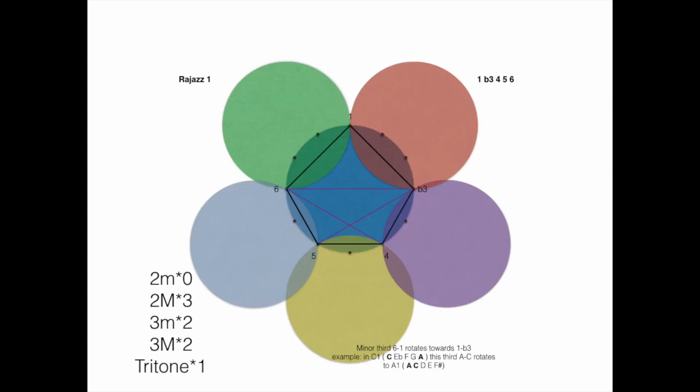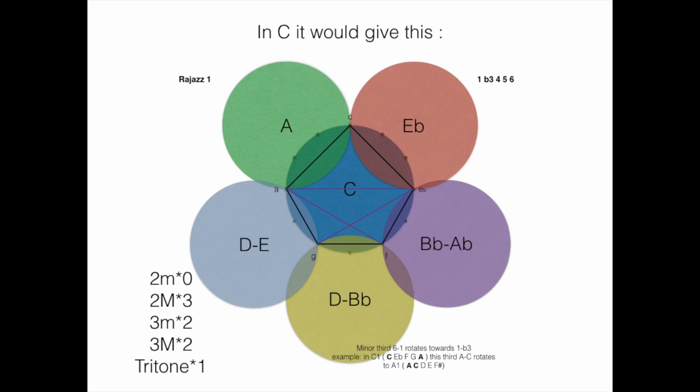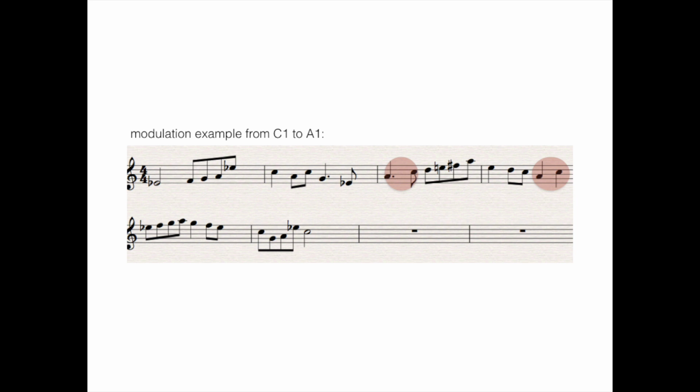Finally, we have this minor third between the 6th and the 1st degree that allows us to rotate towards the minor third we have between 1 and flat 3. In C, the minor third we have between A and C allows us to rotate to Rajazz 1 in A, where you find AC between 1 and flat 3. Here's an example.